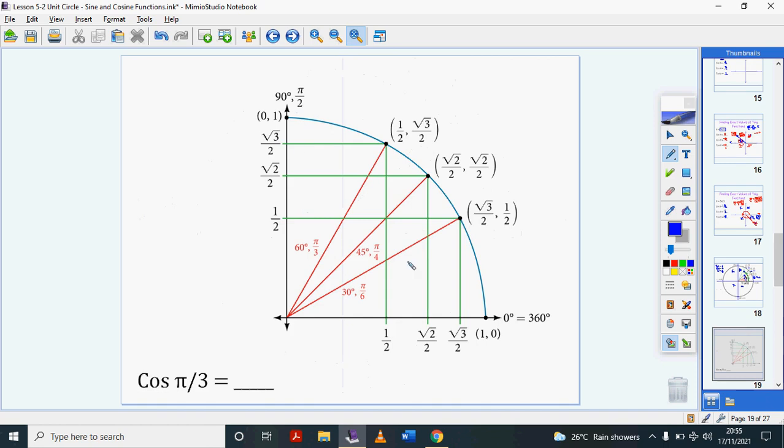Okay, so this is the thing summarized, showing you the y coordinates and the x coordinates. Remember, x coordinate is cosine, y coordinate is sine. So the cosine of pi over 3, just look for it. Pi over 3 is 60 degrees. The cosine has to be half. The sine of pi over 6, which is 30 degrees, the sine is the y coordinate, so that has to be a half.